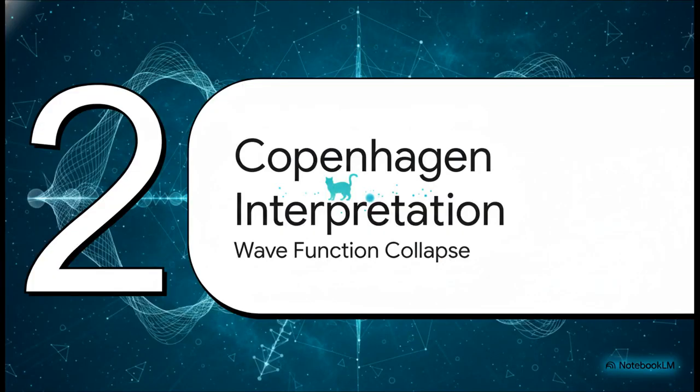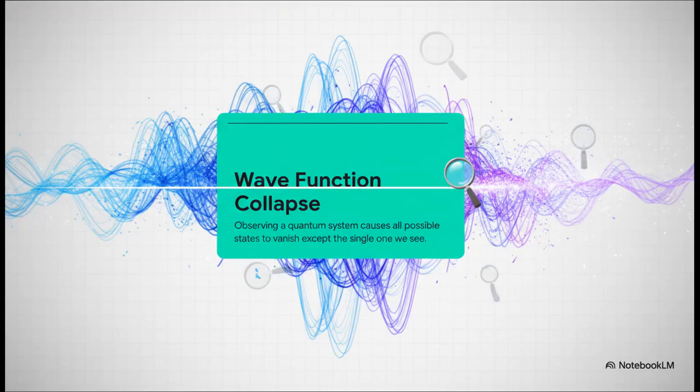Which brings us to part 2, the Copenhagen interpretation. Let's see how early physicists initially tried to make sense of this massive observation problem. So, the traditional view is known as the Copenhagen interpretation.